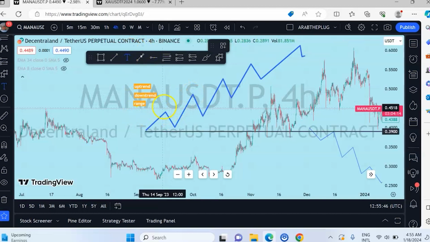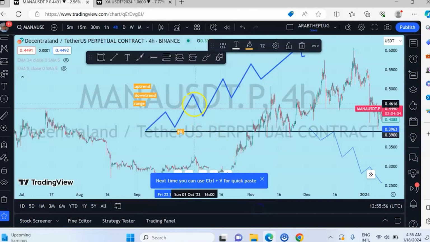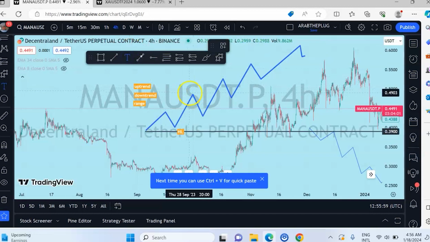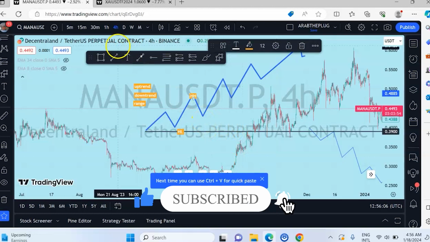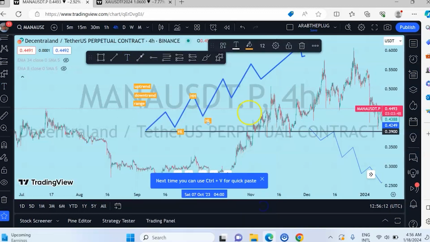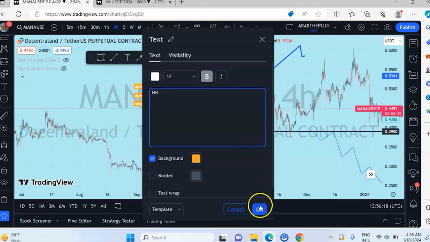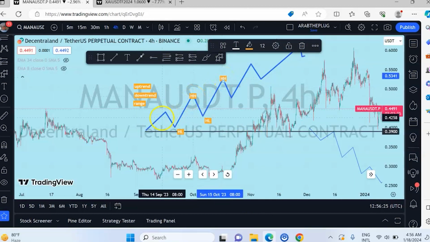So you can just label this one a higher low, HL. And we call this one a higher high, HH. So this one is another higher low. This place is another higher low. This is another higher high. This particular point is another higher high. The reason why we call it a higher high is because this high is higher than the previous high. We call this one a higher low because this low is higher than the previous low. This other place is also higher than the previous low.